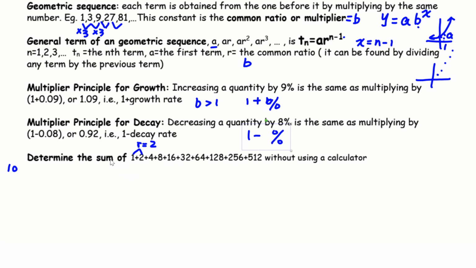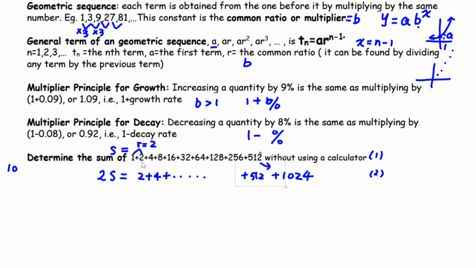If we write the sum as S, then the ratio 2 times S gives us: 1 times 2 gives 2, the next term, and 2 times 2 gives 4. You will see it's just the previous term times 2 to get the next term. Then the last term times 2 gives you 1024. So we have the sum and double the sum.